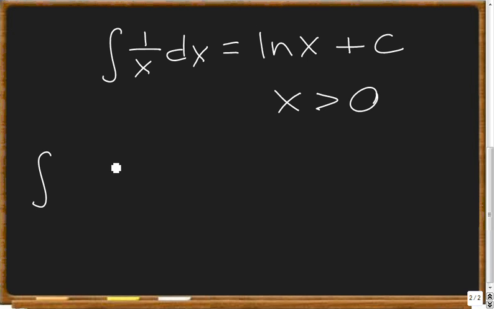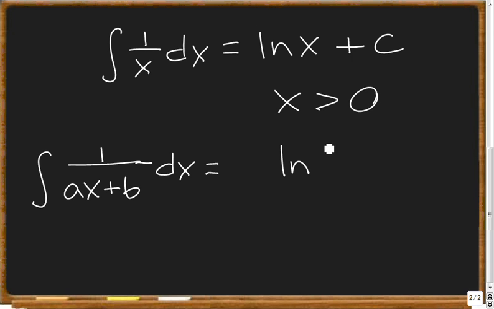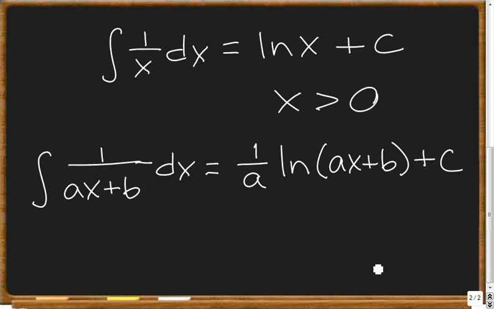Now, likewise, if we have some sort of operator on x, like 1 over ax plus b dx, how this works is that, just like the last example, we're going to have the natural log of ax plus b plus c, but then we have to deal with the fact that the derivative of the inside of our function is a. So we will be multiplying on the outside by 1 over a.